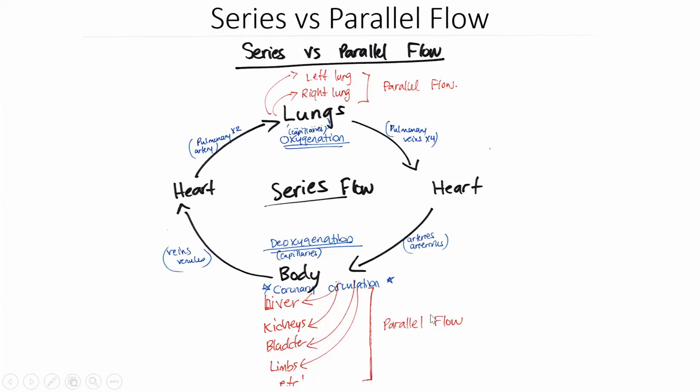Likewise, when we look at the systemic circulation, the blood here also has an option. We do not see all of our blood going to our liver, all of our blood going to our kidneys, all of our blood going to our bladder, all of the blood going to our extremities, to our limbs. Instead, we see that blood has an option here. It's going to split up, and it can go to the liver, some of it can go to the kidneys, some of it can go to the bladder, some of it can go to the extremities. And so this branching that we see in the systemic circulation and the pulmonary circulation are examples of parallel flow, whereas the entire thing, the general cardiovascular circulation, is an example of series flow.